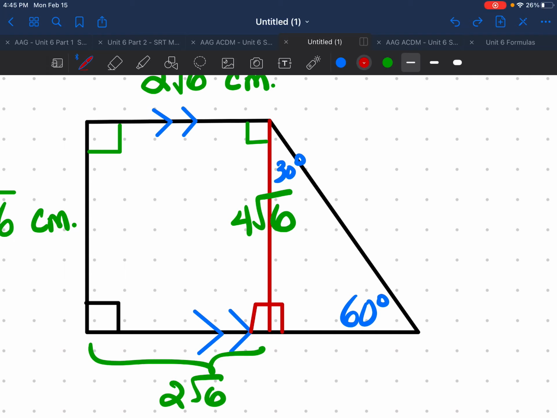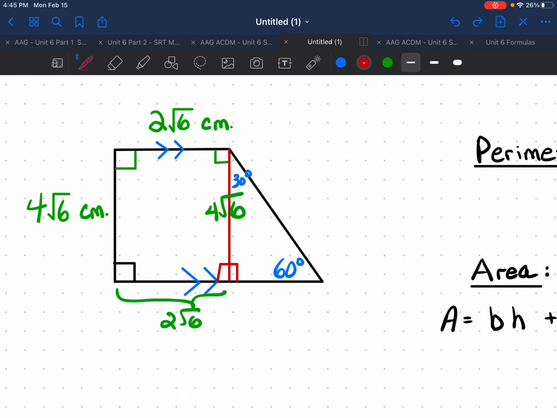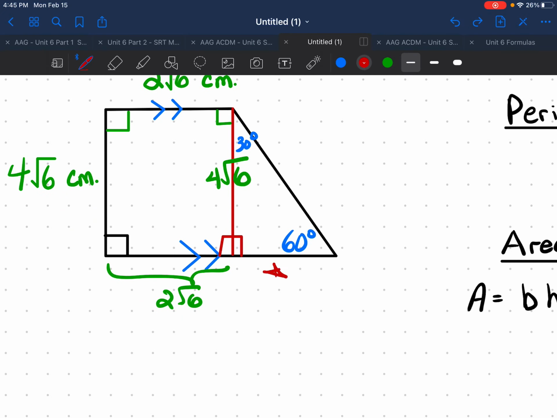So I have 4 radical 6. Now I've got to be careful here, so I am going to zoom out a little bit and show a little bit of my calculations. In order to find this side here, we're going to have to take 4 radical 6 and divide it by radical 3, says our 30, 60, 90 special rules. Once we write this, we can divide radical 6 by radical 3, and that's going to give us radical 2. So now I'm going to write that down. This length right here is going to be 4 radical 2.